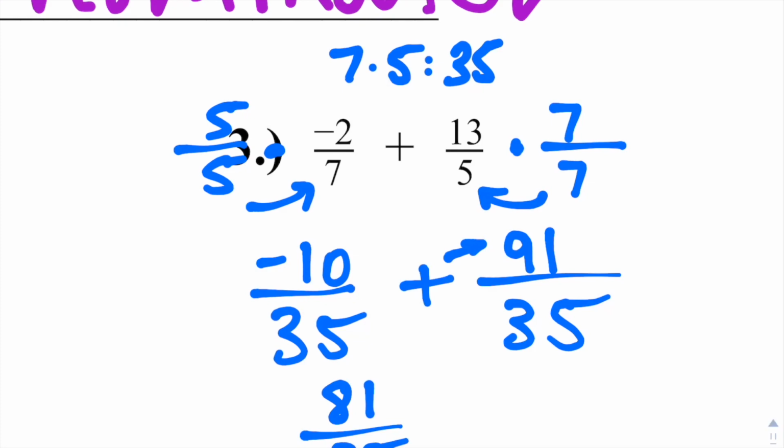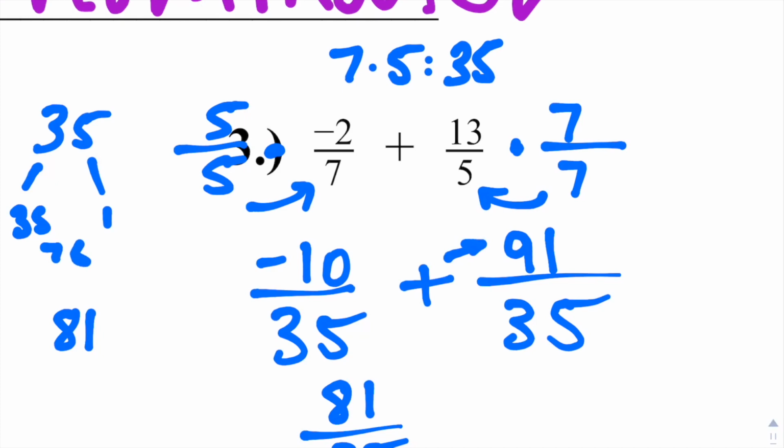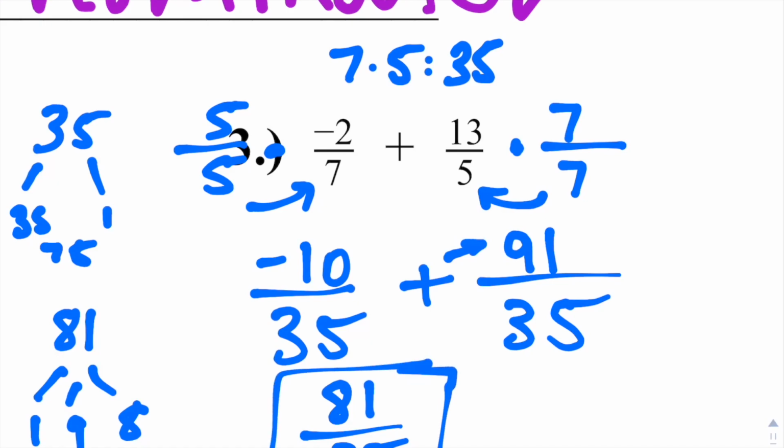And to find out if we can reduce it or not, we have to write down the factors of both of these numbers. The factors of 35 are 35 and 1, 7 and 5. And the factors of 81 are 1 and 81 and 9. So it does not have common factors, so therefore this is in the lowest form that we can get it into. We could make it a mixed number, but we don't need to at this point.